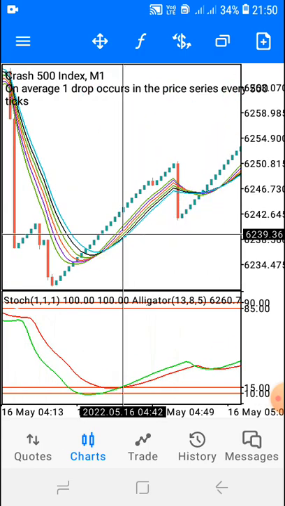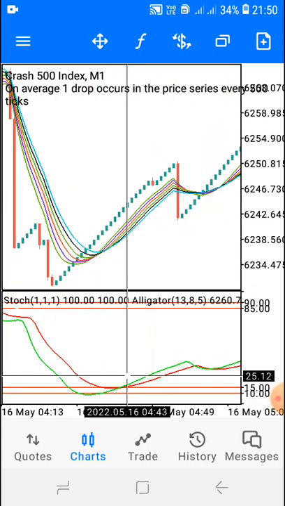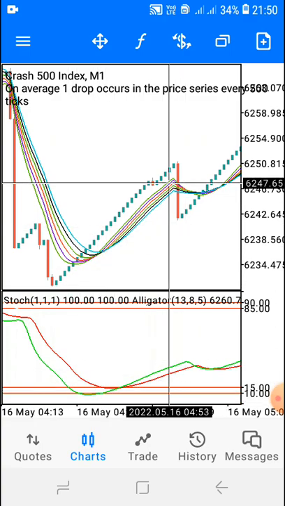Once you see all the moving averages cross over each other, you look at the alligator. Once you see the crossovers, you take your entries.